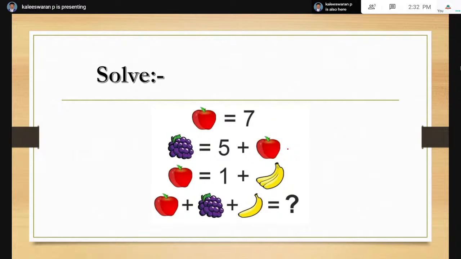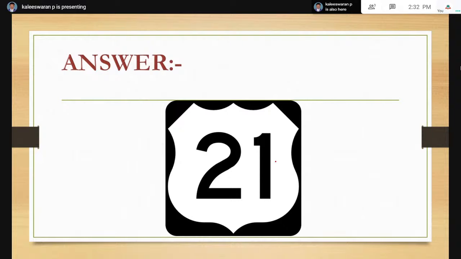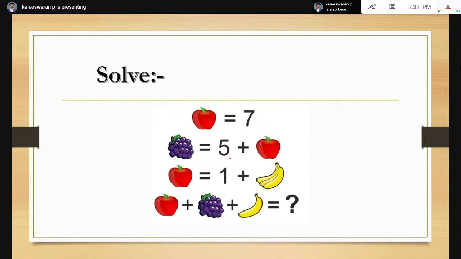Most of them answer 25, but the answer is 21. How is it 21? From the first figure, we know very well the apple is 7. Then substitute the value 7 here. So grapes is 7 plus 5 equals 12. Then apple is 7, so banana equals 7 minus 1 equals 6.